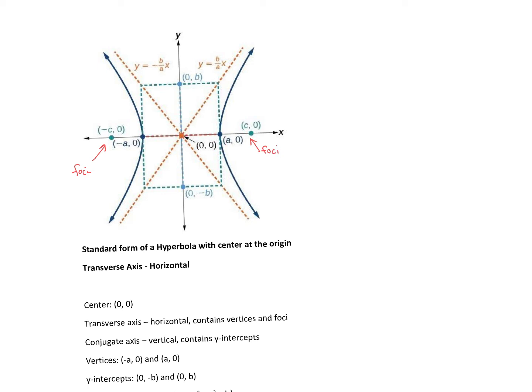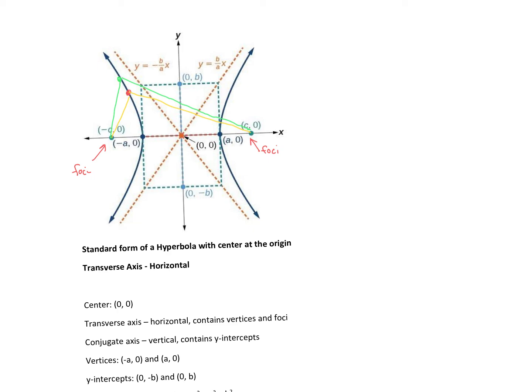If there's a point on the hyperbola, if we find the two distances from that point to the two foci, and we subtract the smaller distance from the larger distance, that difference will always be the same. So if I had a different point, the difference between these two distances would also be the same.